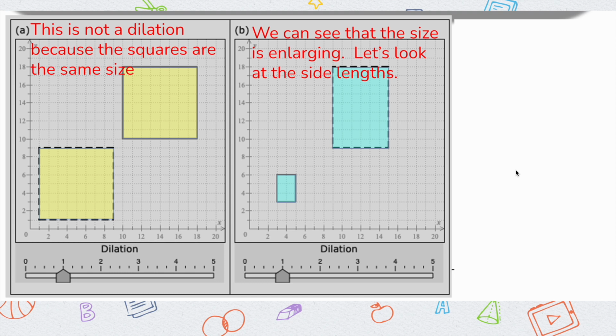And then they may have you also identify whether or not it's another transformation, like rotation, reflection, or translation.